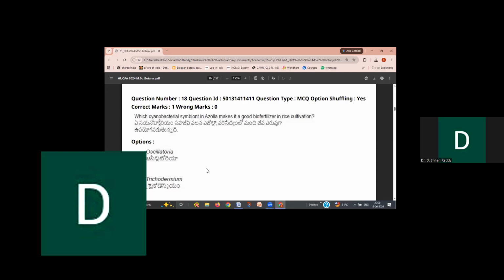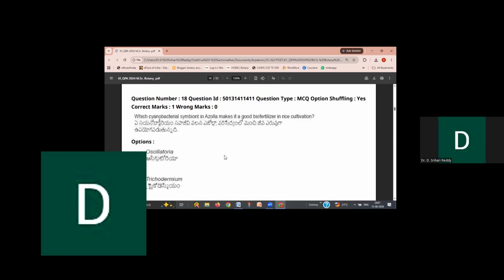And next one is, which cyanobacterial symbiont in Azolla makes it a good biofertilizer in rice cultivation? It is also related to cyanobacteria or blue-green algae. Azolla is an aquatic pteridophytic plant used as a biofertilizer, particularly in paddy or rice cultivation. Azolla is aquatic and floats on the water. It is a pteridophyte, and it forms a symbiotic relation with Anabaena.